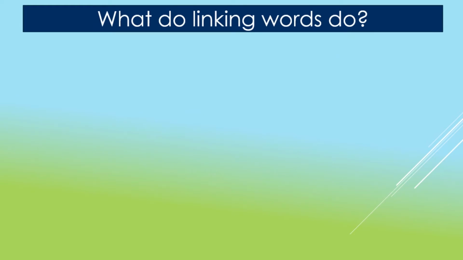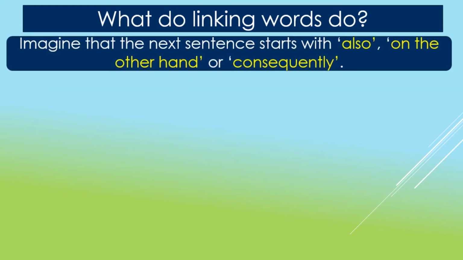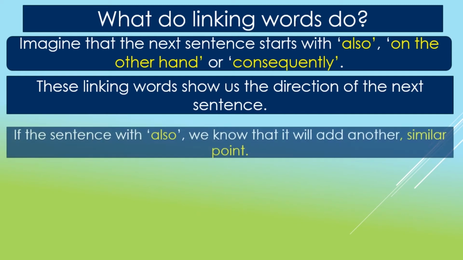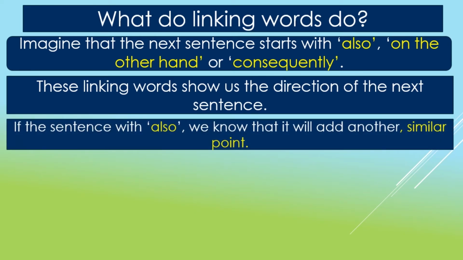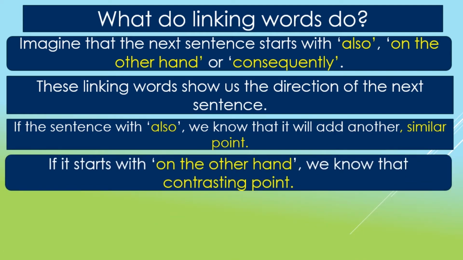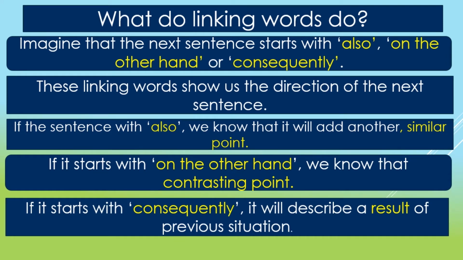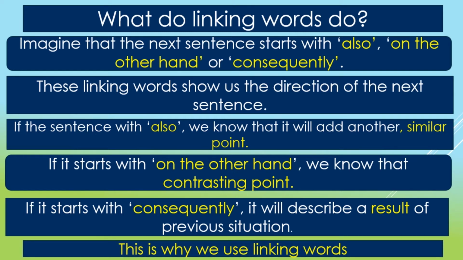What do linking words do? Imagine that the next sentence starts with also, on the other hand, or consequently. These linking words show us the direction of the next sentence. If the sentence starts with also, we know that it will add another similar point. If it starts with on the other hand, we know that it will be a contrasting point. If it starts with consequently, it will describe a result of the previous situation. This is why we use linking words.